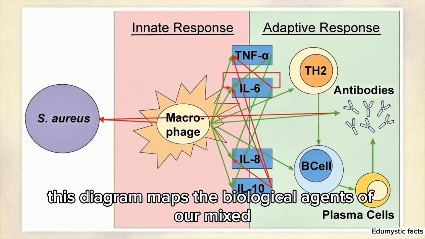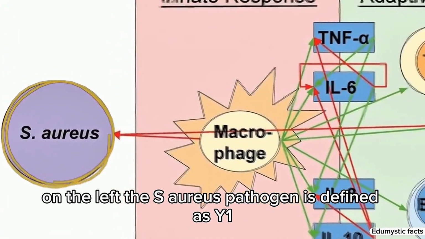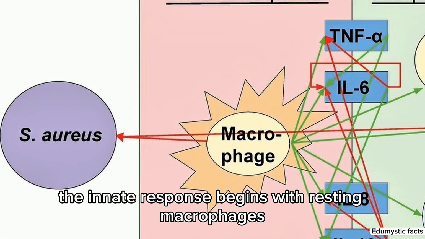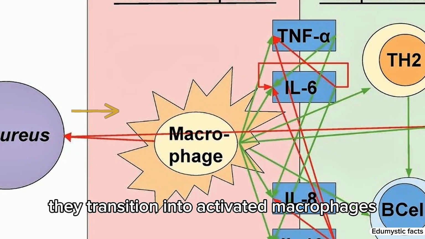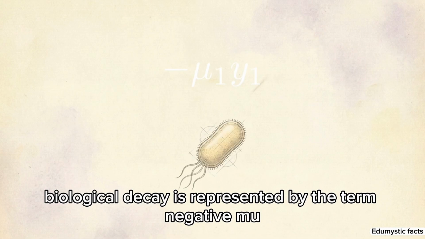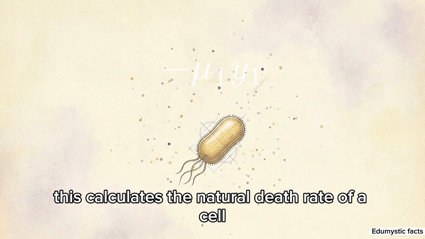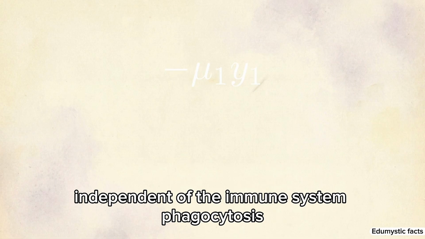This diagram maps the biological agents of our mixed cellular cytokine simulation to specific variables. On the left, the S. aureus pathogen is defined as Y1. The innate response begins with resting macrophages, mapped as Y2. Once engaged, they transition into activated macrophages, Y3. Within the partial differential equations, biological decay is represented by the term negative mu times Y. This calculates the natural death rate of a cell, independent of the immune system.